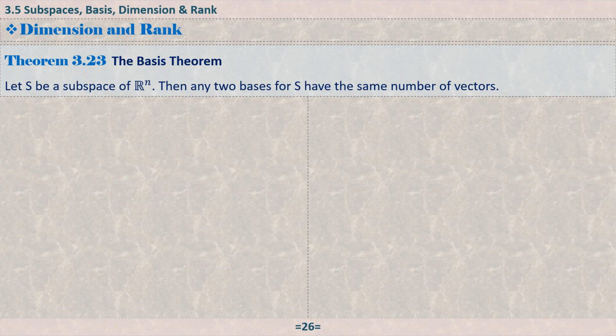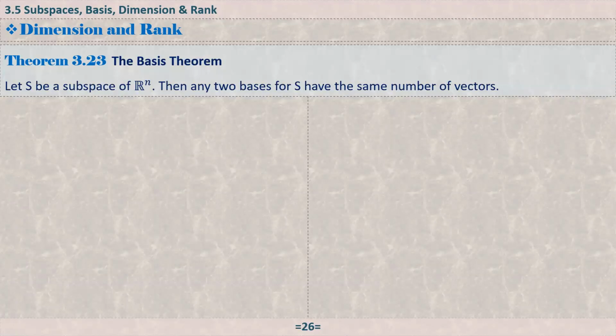Actually, this is a fact. In general, it is true. So we are going to give this as a theorem and prove it here. The basis theorem says: let S be a subspace of R^n, a subspace in n-dimensional space. Then any two bases for S have the same number of vectors.